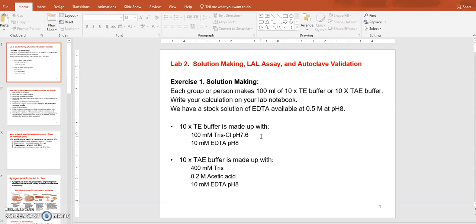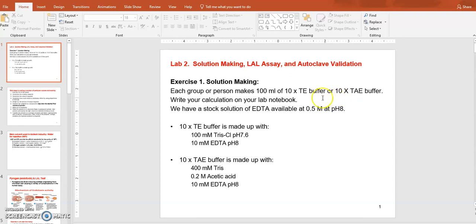Anyway, you should be familiar with the solution making math calculation. It's a simple math. You don't have to be afraid of that math part. It's easy once you figure it out. Practice a few times, and then based on understanding, you will do a hands-on practice through this lab. So you will be asked to make either 10x TE buffer solution or 10x TAE buffer solution, and once you make these solutions, you'll be using them when you do your DNA isolation or electrophoresis.